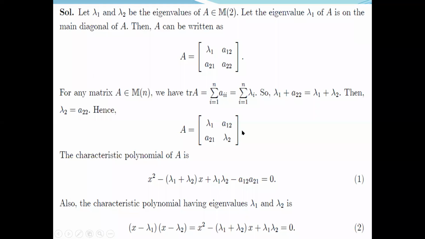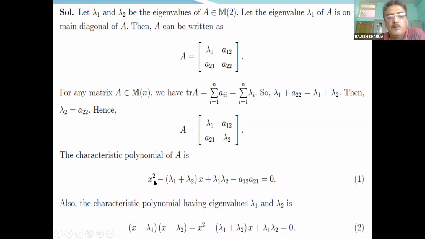Now the characteristic polynomial of this is x square minus (lambda 1 plus lambda 2)x plus the determinant. This is the trace, and then the determinant is lambda 1 lambda 2 minus A12 A21, equal to 0. Also, the characteristic polynomial having eigenvalues lambda 1, lambda 2 is x square minus (lambda 1 plus lambda 2)x plus lambda 1 lambda 2 equal to 0. Now if we compare these two, this product A12 A21 is 0. So either A12 is 0 or A21 is 0.